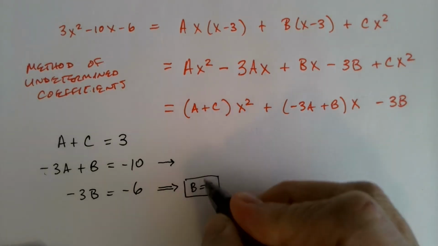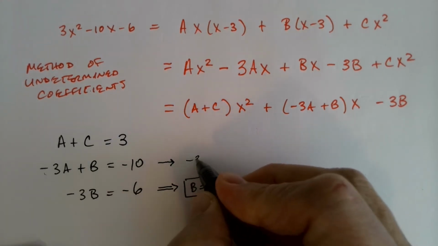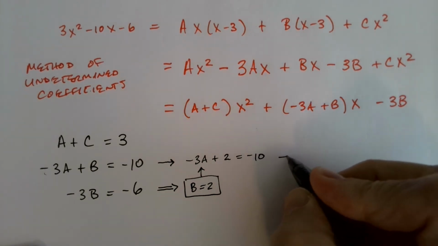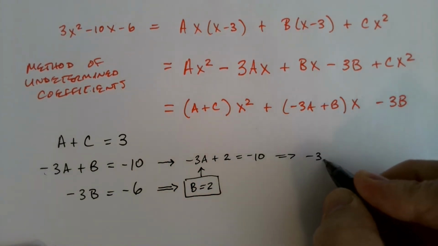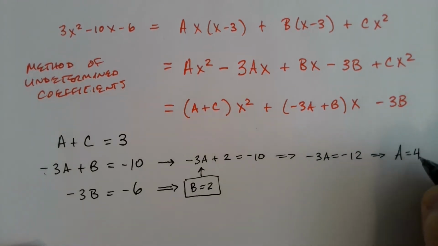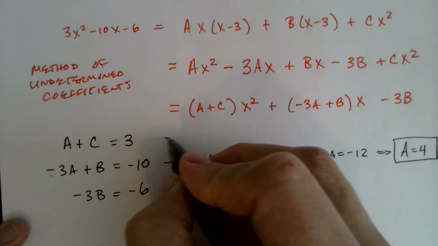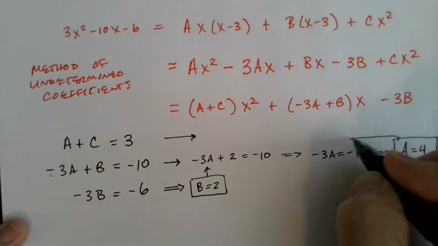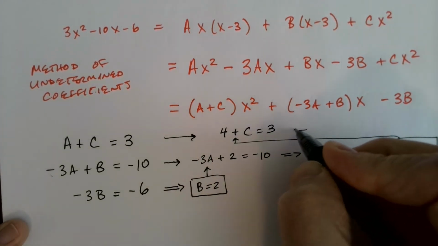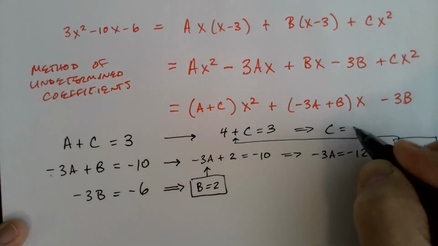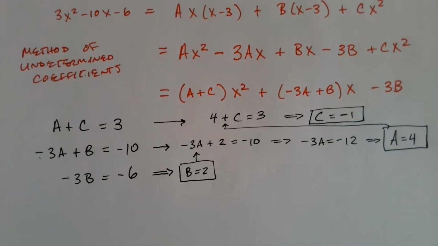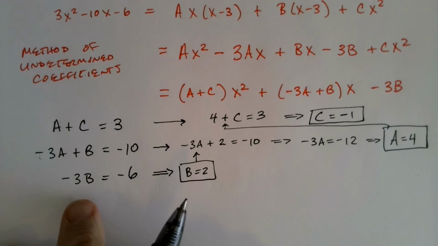So now I can come here and say, if b is 2, I have negative 3a plus 2 equals negative 10. I can now solve for a, right? If I subtract 2 from both sides, I get negative 3a equals negative 12, and so a is positive 4. Now, if a is 4, then 4 plus c must be 3, and therefore c is negative 1. So a lot of times the system of linear equations comes out fairly easy and straightforward to solve.